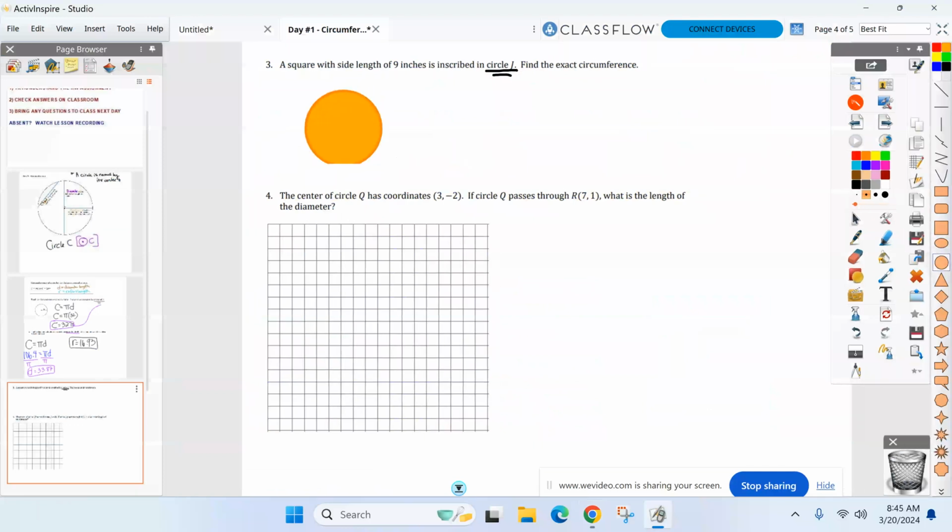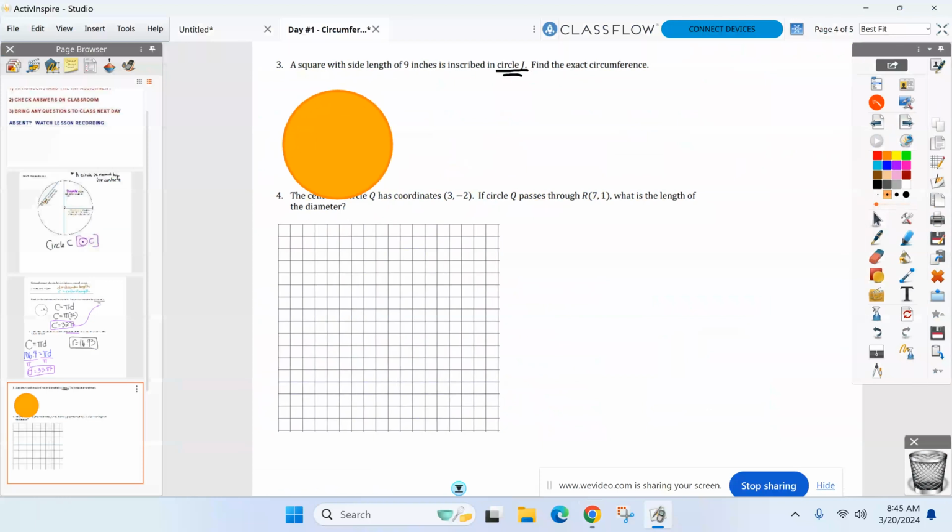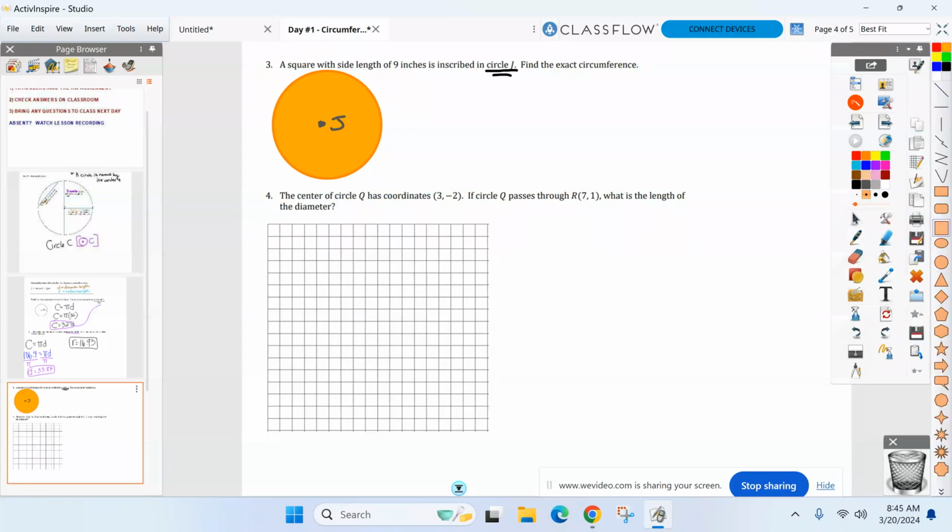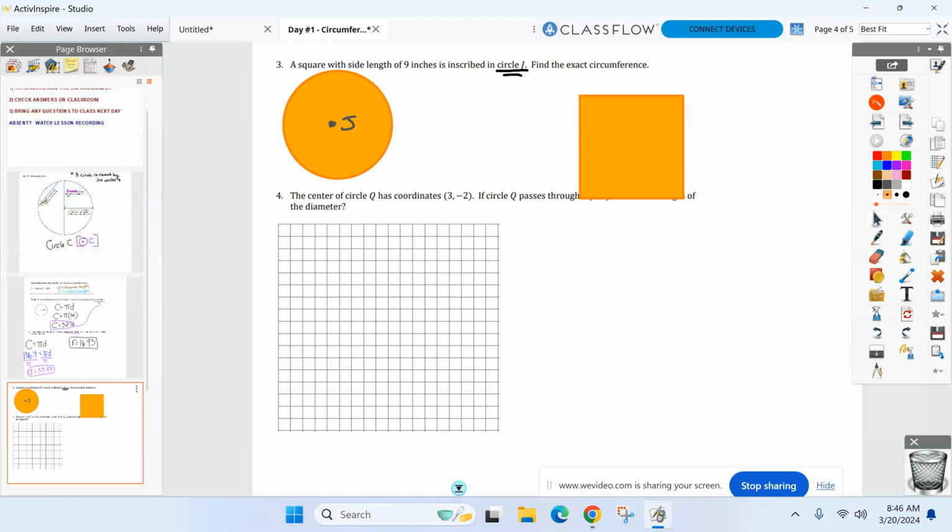So here's my question to you guys. I know I got this circle J here. There's the center. And then I also got this square that's got a side length of 9. The square is inscribed. So where do I put things here? Inscribed. The square is inscribed. So it's either going over here or I'm putting the circle inside there.